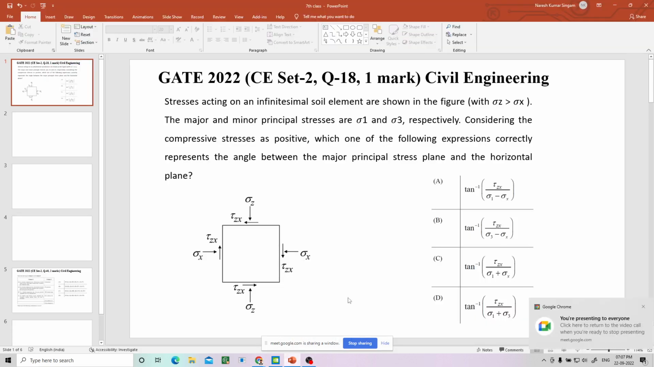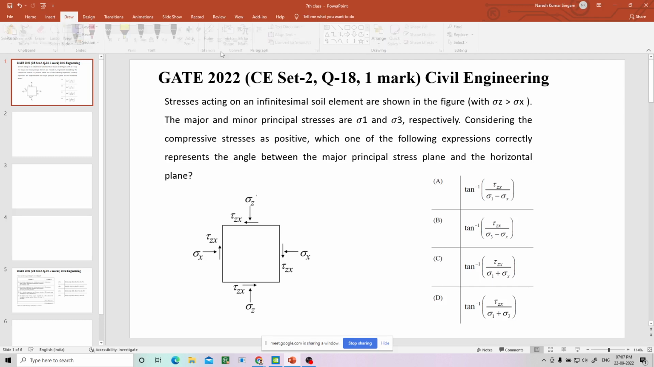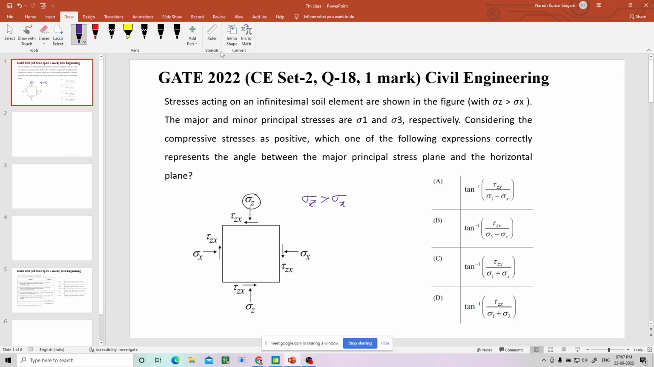Fine. So here, what is asked? See here, this is the given data. Sigma z is greater than sigma x, whereas tau zx is the same all over the element. Shear stress will always be the same. The only thing is the couple direction formed by the shear stresses will be different. This and this will make an anti-clockwise couple, whereas this and this will make a clockwise couple. So that's how this is in equilibrium, both are equal and both make the same amount of couple.